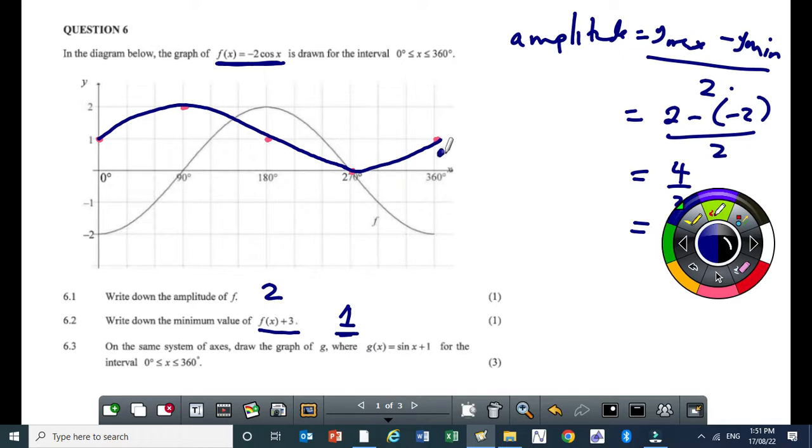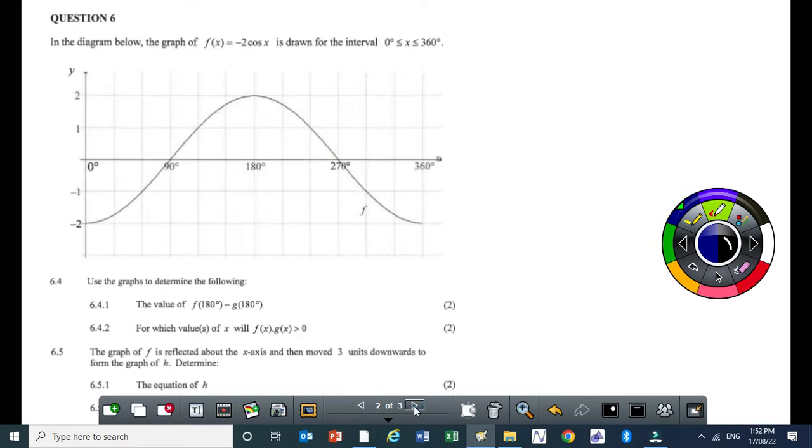That's the graph of g of x. If I were to ask you, what's the amplitude of that? It will be 1. Remember, the minimum is 0, the maximum is 2. 2 minus 0 gives you 2, divide by 2 and you get 1. Also, the coefficient of sine x here is 1. Are you following that? Yes. Right. Then let's move on to the next page.